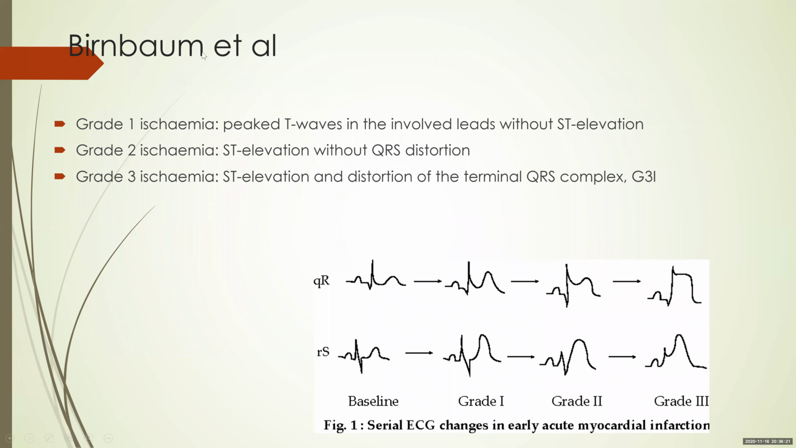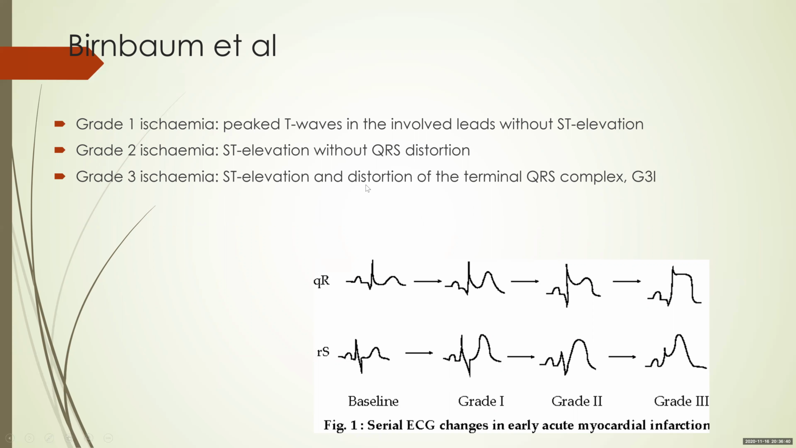So this is described by Birnbaum et al. Again, you have another Birnbaum sign in inferior wall MI. So grade 1 ischemia is peaked T waves. You can see grade 1 ischemia, this is a hyperacute T wave. Grade 2 is ST elevation without QRS distortion. So you can see the QRS complex is preserved and the ST segment is elevated.